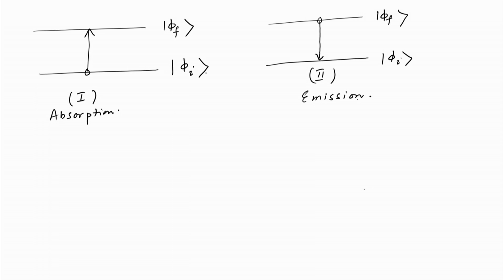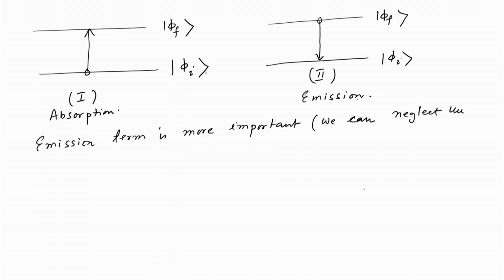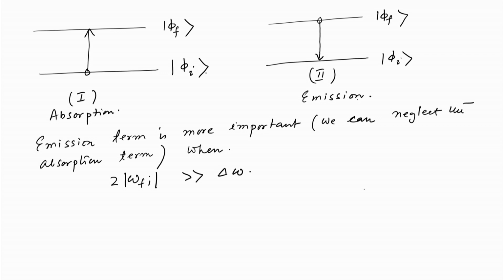So, of course, the emission term is more important, that is we can neglect the absorption term when, as I said earlier, 2 omega f I, we can put it inside a mod sign, that is it does not matter which one is bigger, whether the final state energy is bigger or the initial state energy is bigger. This has to be much greater than delta omega.